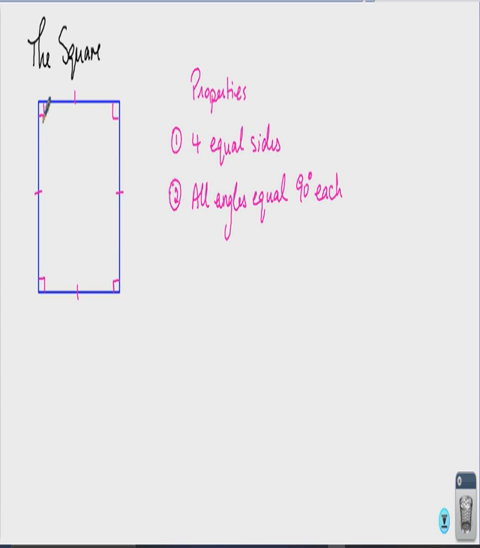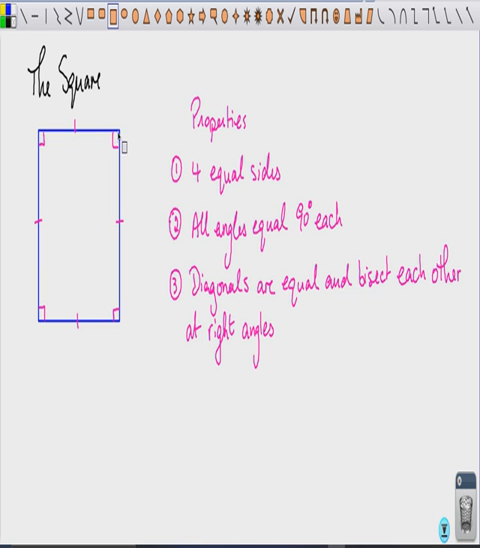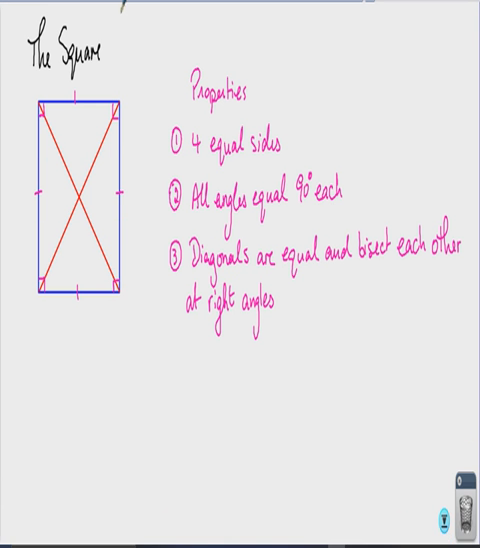But it has another property, a very important property, property number 3, which many don't remember. The third property is that diagonals are equal and bisect, they divide into halves, bisect each other at right angles. So diagonals are equal. I'm going to draw the diagonals. This is the first diagonal. This is the second diagonal. They are equal and they bisect each other.